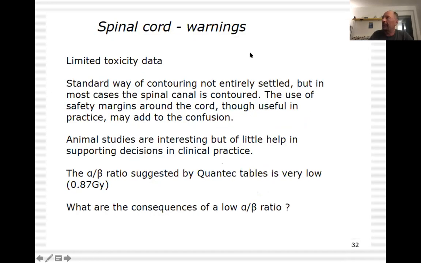For the spinal cord, for example, you have a number of recommendations like this one: limited toxicity data, the standard way of contouring is not entirely settled, but in most cases the spinal canal is contoured, not the bones, the canal. The use of safety margins around the cord, too, useful in practice, may add to the confusion. The alpha-beta ratio is low, 0.87 gray. This is important. So the spinal cord is a low alpha-beta organ, which means fractionation is very useful for the spinal cord.